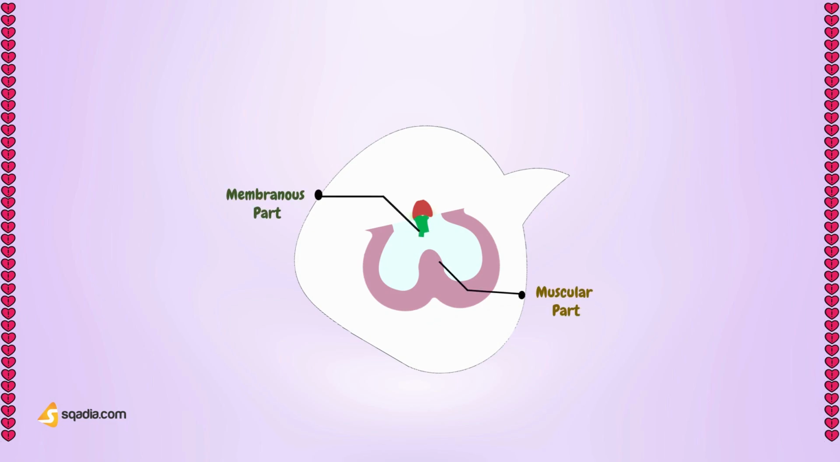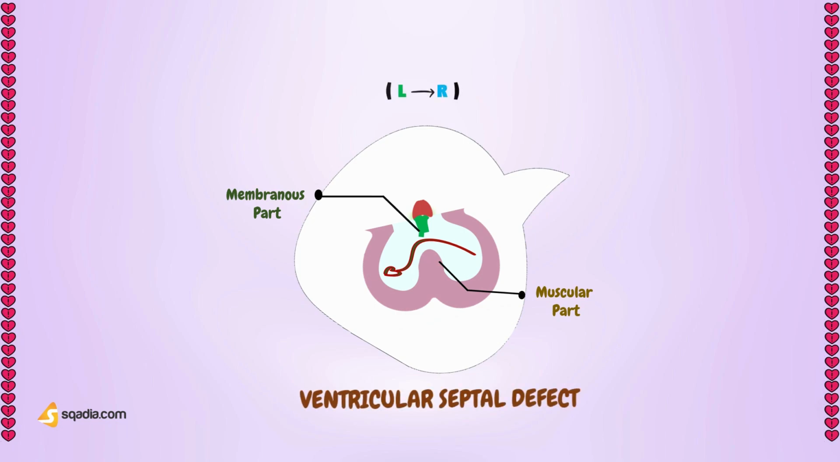A ventricular septal defect is the most common heart defect, and when the muscular part and the membranous part fail to fuse, it allows blood to pass from the left to right ventricle. That's why it leads to left-to-right shunt. This is called ventricular septal defect, and we know that it belongs to group 1 of cardiac abnormalities.